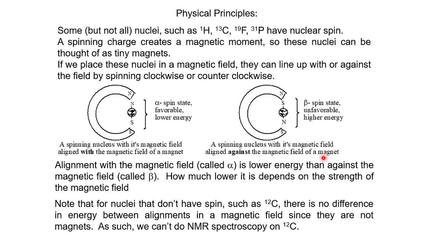Now, a very small number of nuclei, for example 1H, 13C, 19F and 31P, have an unpaired proton, and those have two different spin states.